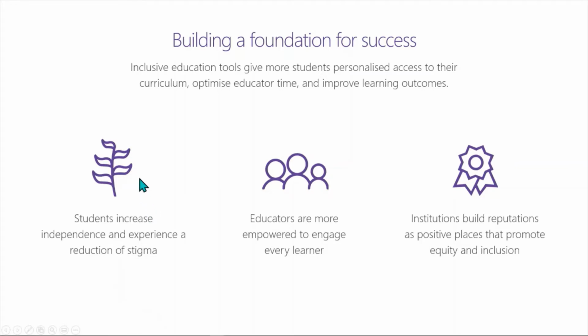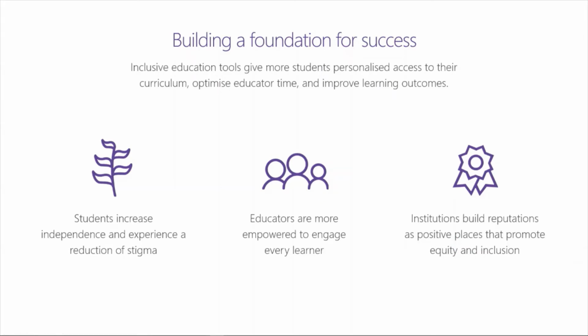Okay, so we want to make sure that they're using the same software as everybody else in the room, the same devices as everybody else in the room, and that reduces that stigma and also, as I said, increases the independence. We want to make sure that educators are more empowered to engage every learner, so that the technology is going to take us to places that we couldn't go without it. And then lastly, we want institutions to build reputations as positive places that promote equity and inclusion. So that's for your school leaders and your school community.